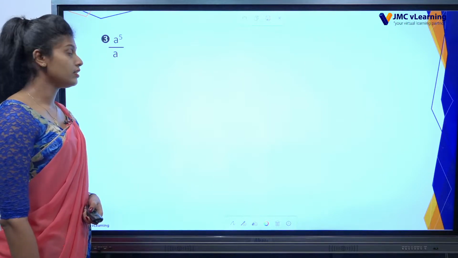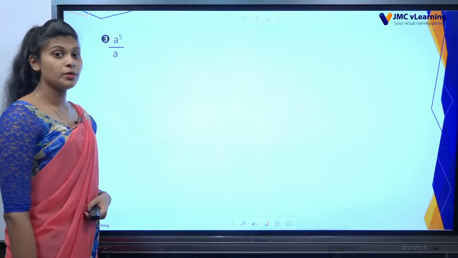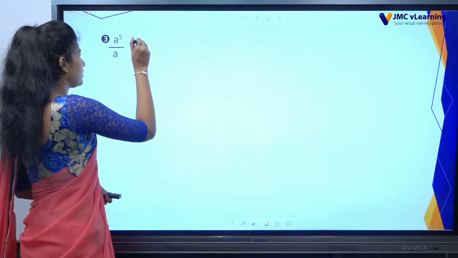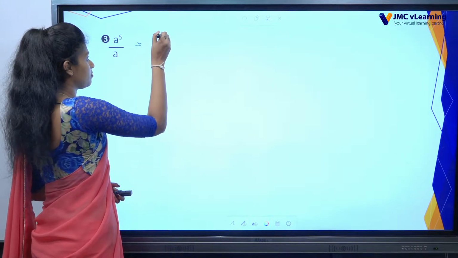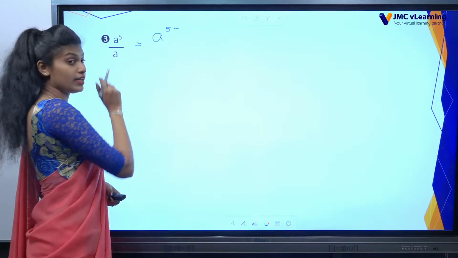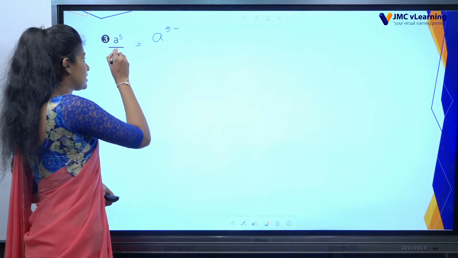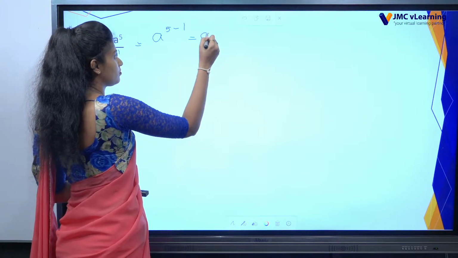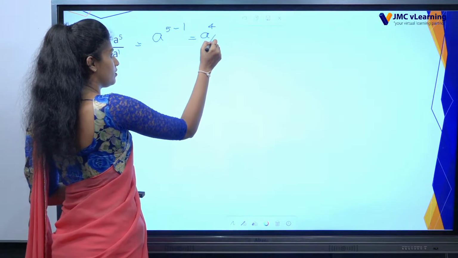Then another sum. A to the power 5 divide A. Here division, that means 5 subtract, and A means what is the power? It is 1, then subtract 1, the answer is A to the power 4.